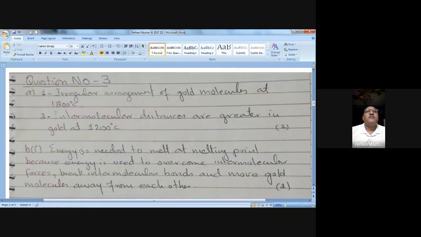A regular arrangement of gold molecules at 1200 degrees centigrade. So I am writing the property of the molten gold, liquid gold. And the second difference is intermolecular distances are greater in the gold at 1200 degrees centigrade as compared to the gold at 1000 degrees centigrade. So it was a simple question, but the statement of the question was such that it can confuse you. I hope that you have understood it.